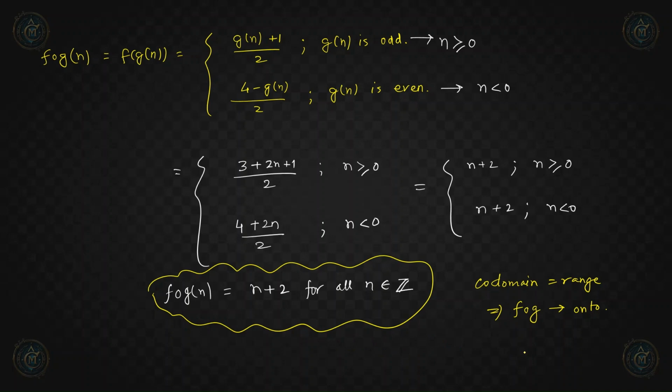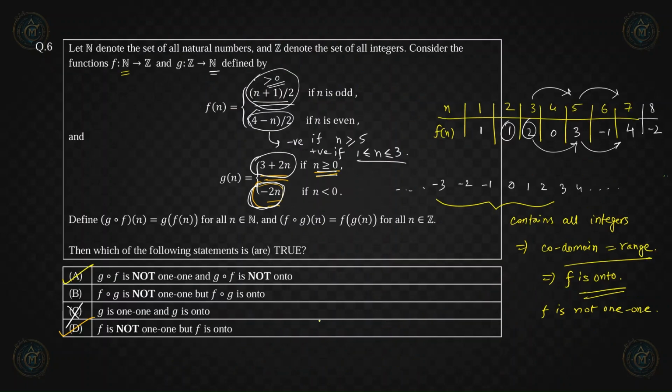Now coming to the one-one nature, this function is definitely one-one, because for every integer n we have a distinct value of f of gn. So this function is both one-one and onto. Now option B is saying f of g is not one-one but f of g is onto. This is not going to be correct, because f of g, as we saw, is a one-one function and is also onto. That means this option is incorrect. So our correct options in this case will be option A and option D.